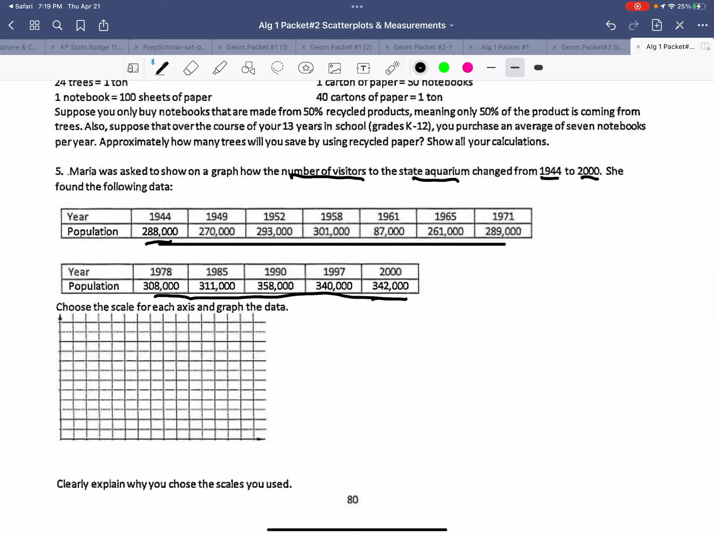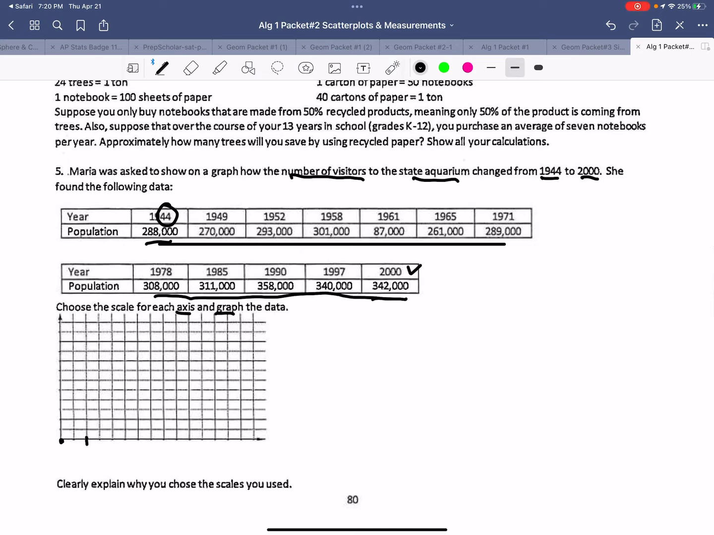So, but in general, it looks like it went up. So here it says, choose a scale and graph it. This is something you notice that I do all the time. They want you to specifically think about, thinking out loud, about the years. Okay, so I want to go from 1944 to 2000.